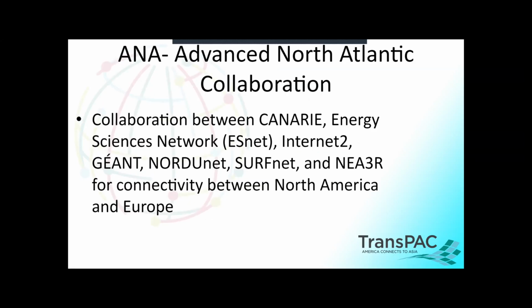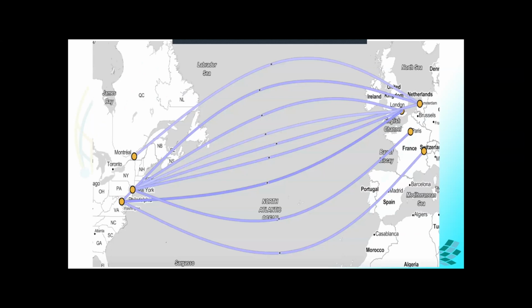And real quick, there's the partners for the ANA. And there's a diagram of what the ANA looks like. We're working on a better map now, but this is just a screenshot from NetSage.